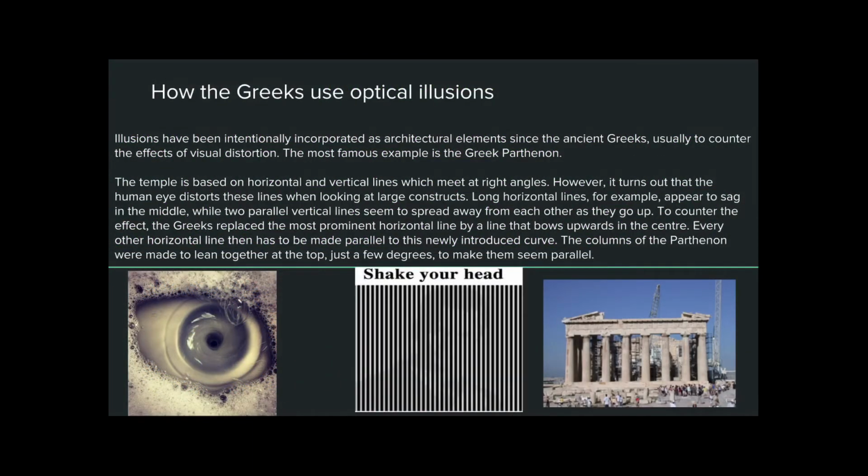Illusions have been intentionally incorporated as architectural elements since the ancient Greeks, usually to counter the effects of visual distortion. The most famous example is the Greek Parthenon.